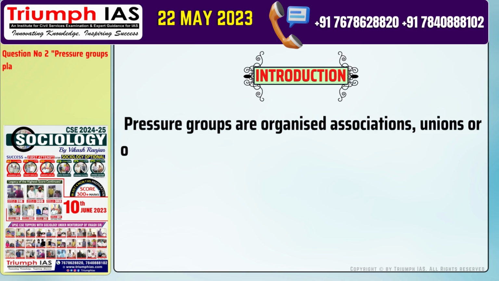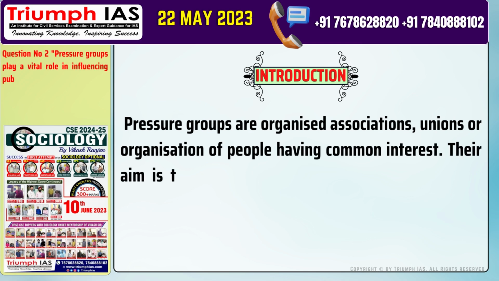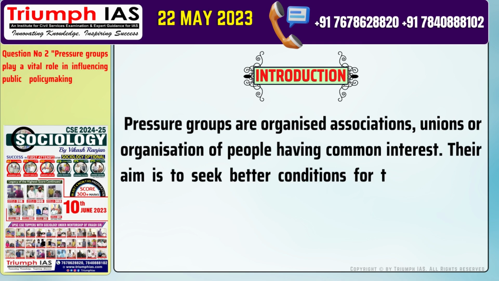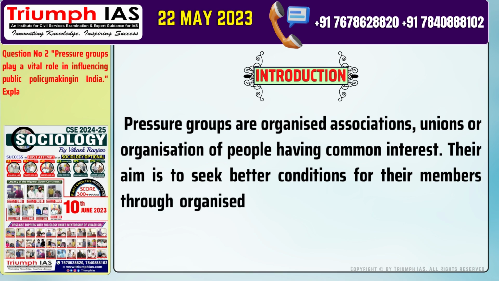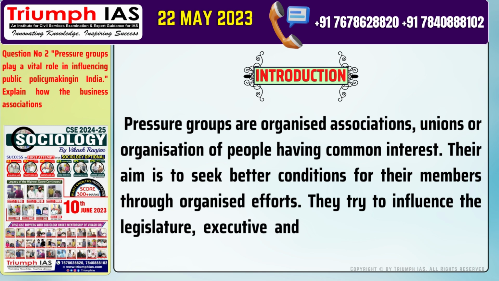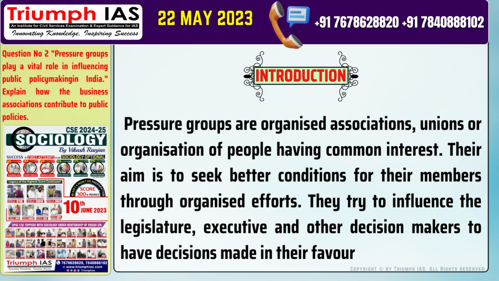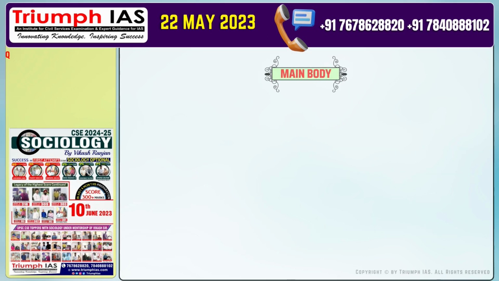Pressure groups are organized associations, unions or organizations of people having common interest. Their aim is to seek better conditions for their members through organized efforts. They try to influence the legislature, executive, and other decision makers to have decisions made in their favor.